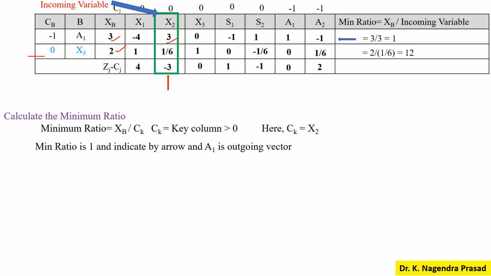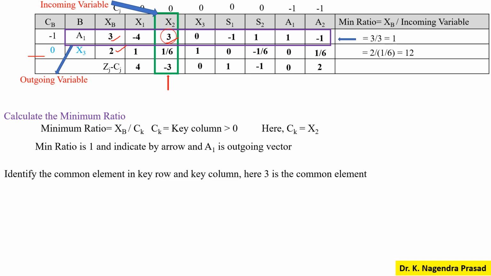So A1 row we are calling as the outgoing vector and A1 variable we are calling as the outgoing variable. So here A1 variable leaves the basis. Next we have to identify the common element in the key row as well as the key column. Here key row is the A1 row and key column is the x2 column. So among these two, common element is the 3. So 3 we are calling as the key element. Next we have to construct the new simplex table by entering the incoming variable.